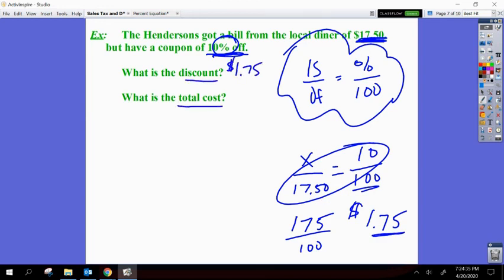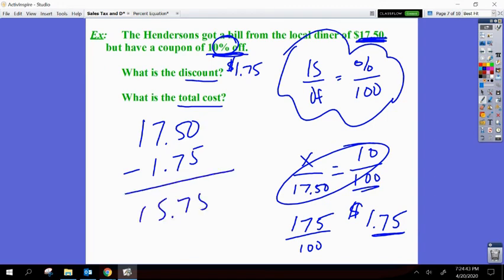What is the new total? Again, the discount is subtracted, so I just take $17.50 and I subtract $1.75, and I get $15.75 is my new total cost. $15.75 is the total cost after I've subtracted the discount. So sales tax, discount, the same thing. Discount we subtract. Sales tax, add. Tip, add.